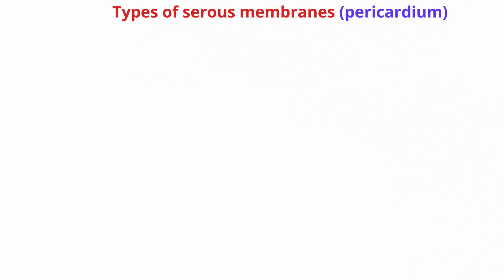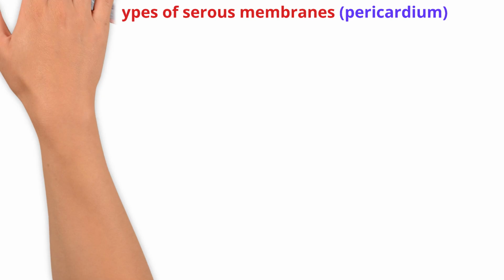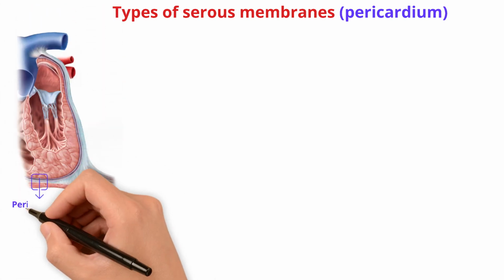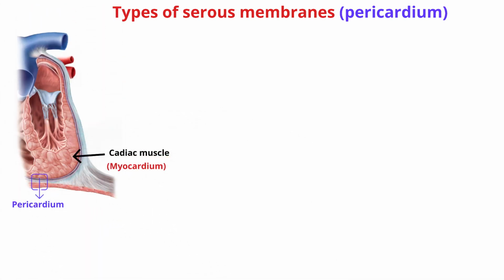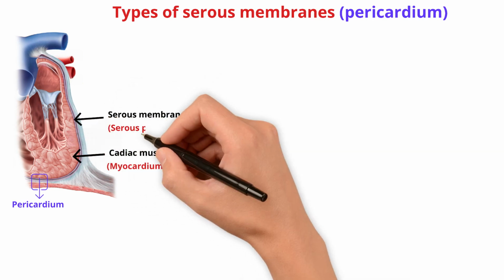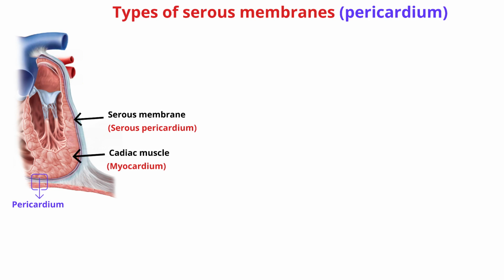Now, let's move on to the pericardium, the protective covering that surrounds the muscular layer of the heart, known as the myocardium. This essential structure is composed of two main layers: the serous pericardium, which directly envelops the heart, and the fibrous pericardium, which provides external support and secures the heart to surrounding structures like the diaphragm and the great blood vessels.